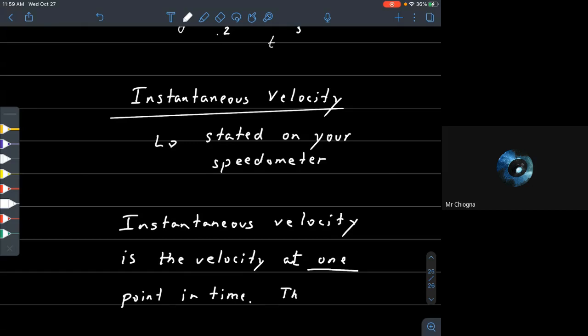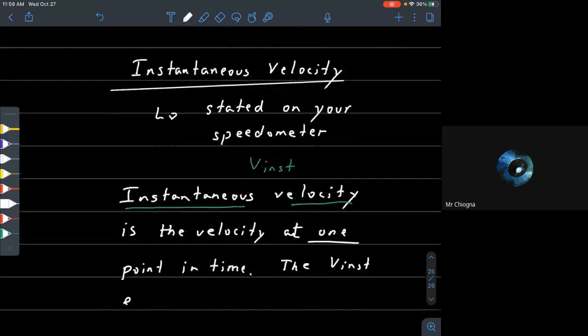We're going to label this V_inst, standing for instantaneous velocity. V_inst equals the slope of the tangent.